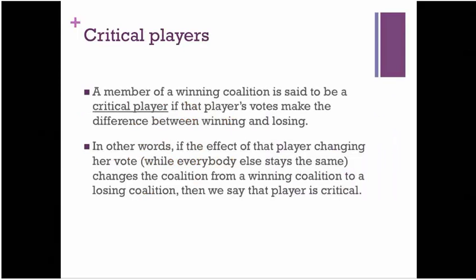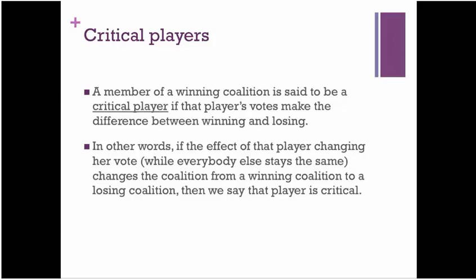All right, now that we know what a winning coalition is, we come to the idea of a critical player. A member of a winning coalition is said to be a critical player if that player's votes make the difference between winning and losing. In other words, if the effect of that player changing her vote while everybody else in the coalition and everybody else outside the coalition stays the same, changes the coalition from a winning coalition to a losing coalition, then we say that player is critical.